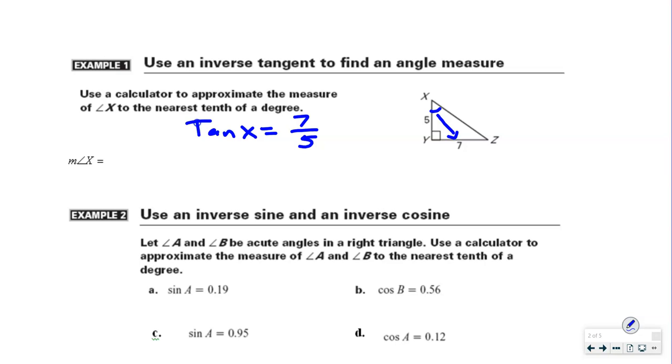So when we're finding the inverse tangent, we use 7 over 5. So in your calculator, you would punch the inverse tangent button and then 7 over 5. And we'll get the measure of angle x should be 54.5 degrees. And we're rounding to the nearest tenth, so we rounded to 0.5.